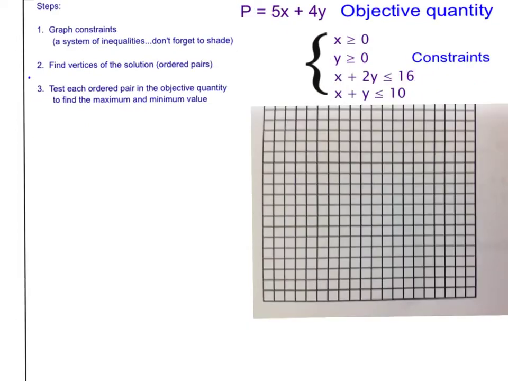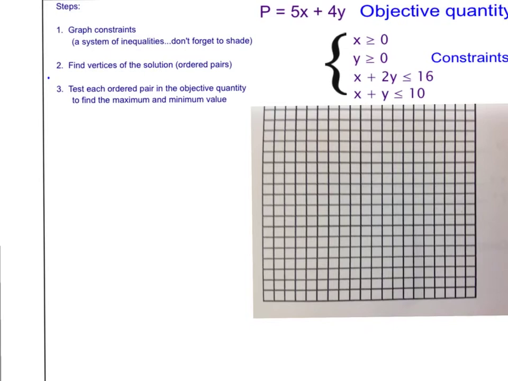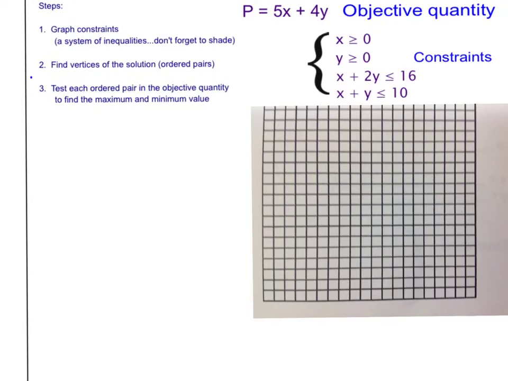All right, so last example for today. First, we're going to graph our constraints. So remember these. Here's your y is greater than or equal to 0, and your x is greater than or equal to 0, because again, many times we're working with something that we can't have negative, so it has to be greater than or equal to. So it's all of this right in here.